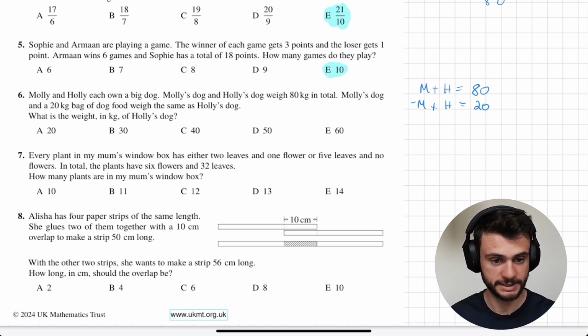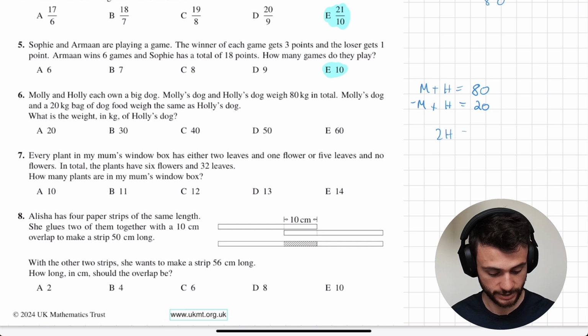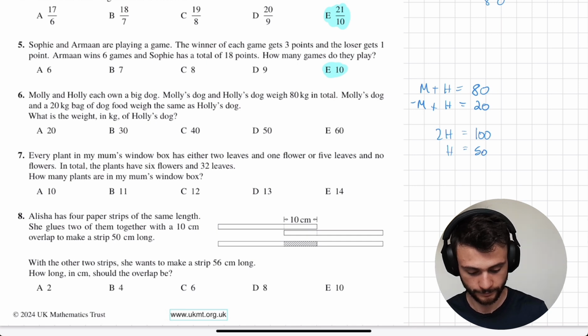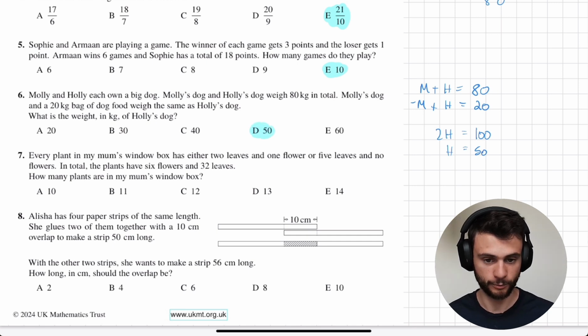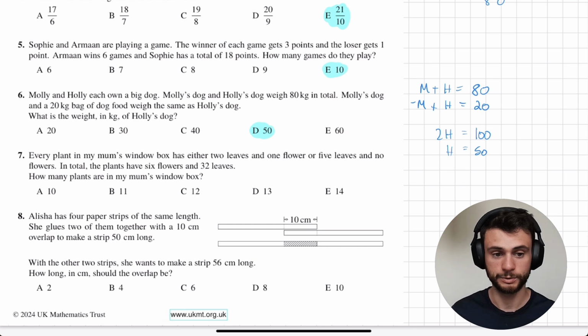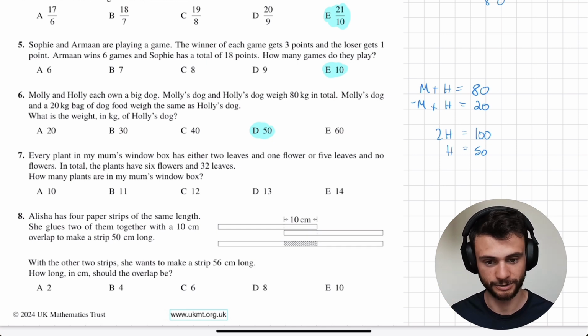So M minus M is just 0. It gets eliminated. 2H is equal to 100. H is equal to 50. And that would, of course, make Molly's dog equal to 30 kilos. Still satisfies both equations. You do the kind of common sense check in your head.